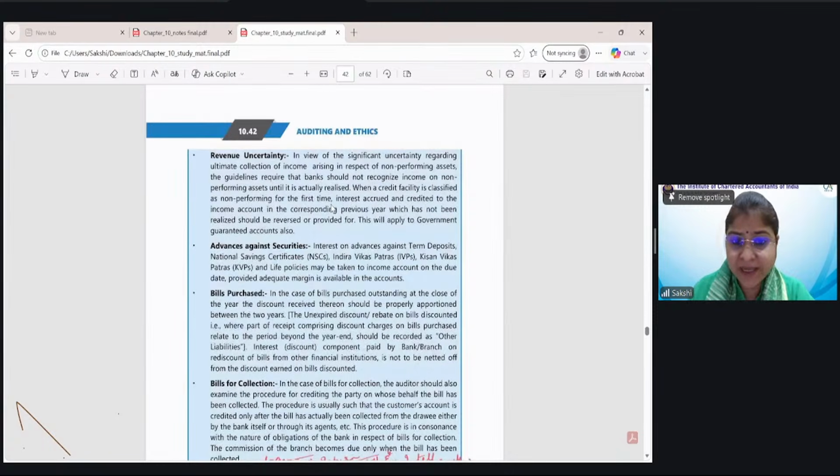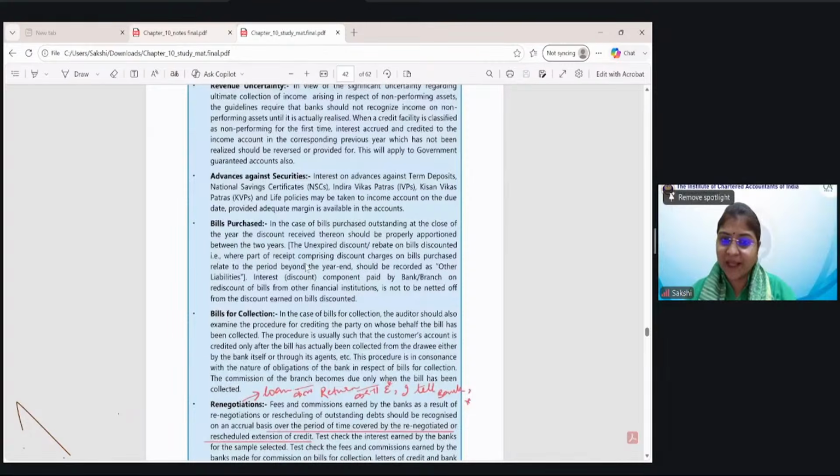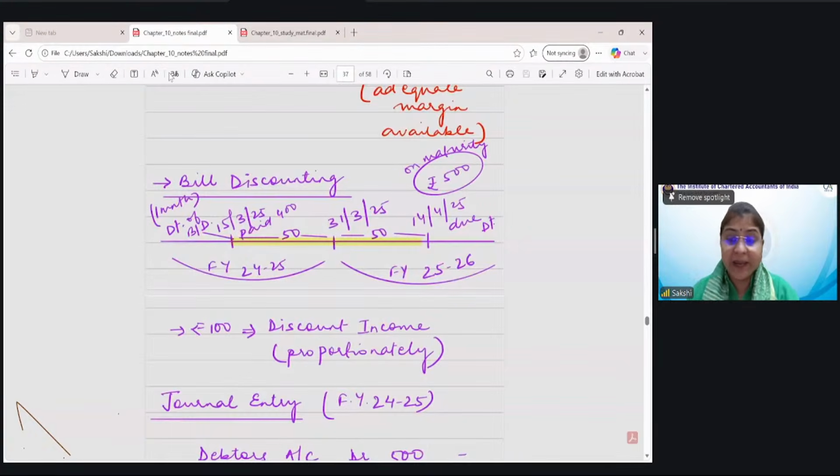Then see advance against securities. Now coming to a very interesting point, bills discounting and bills for collection. Are all of you ready with me? Please let me know that you are there with me. It is an important concept. I want your 100% attention. All right. So understand this very carefully.